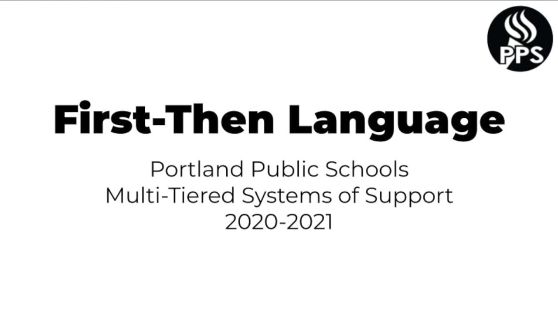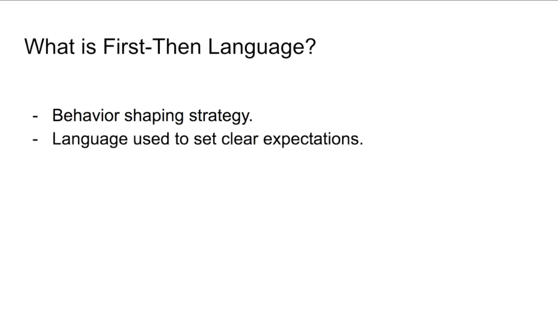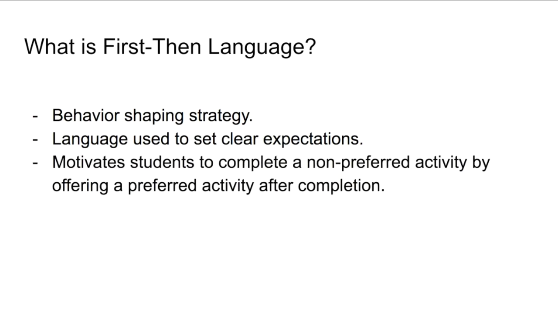Today, we are going to be talking about using first, then language. First, then language is a behavior shaping strategy used to shape student behavior by setting clear expectations and stated rewards. It is used to motivate students to complete a non-preferred activity by offering a preferred activity upon completion.